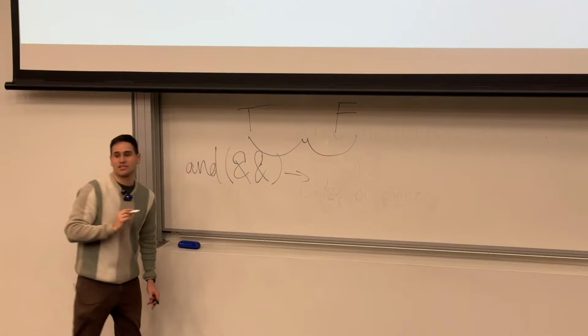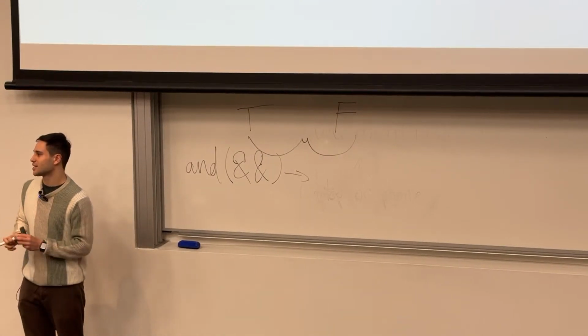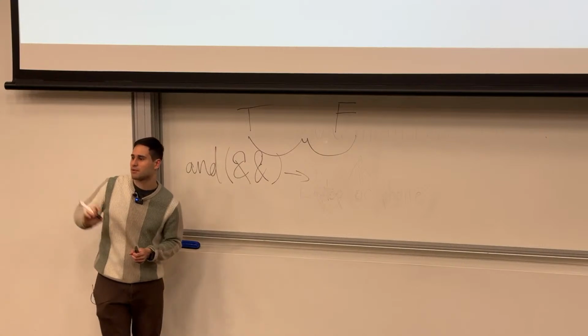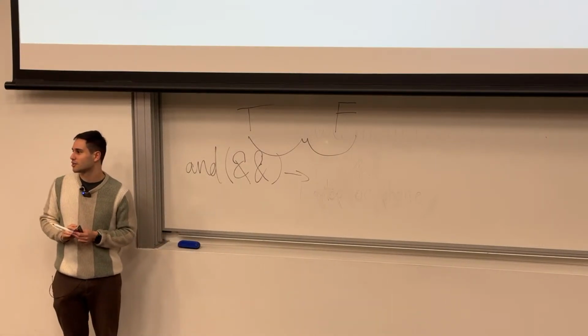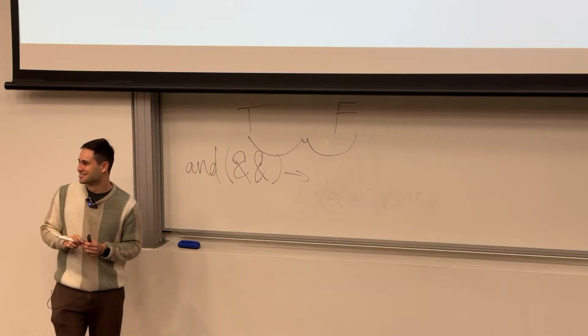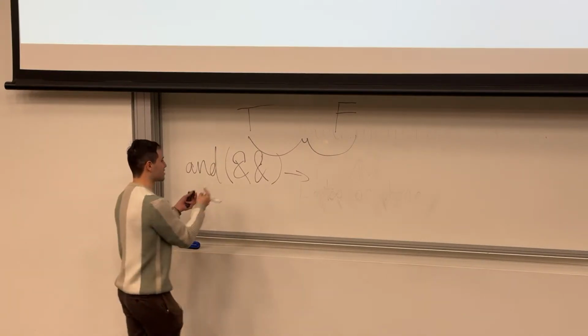If I and these two values together, what's the answer? False. False. Who's new to this type of logic? Just one guy? Doubt it. One honest guy. A couple people, yeah. So this is sometimes called a truth table.